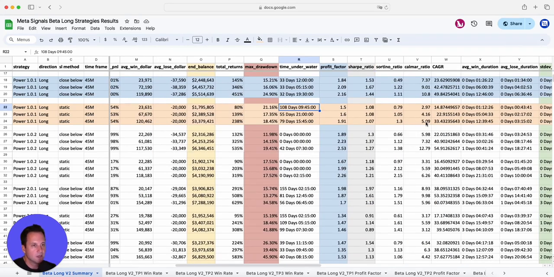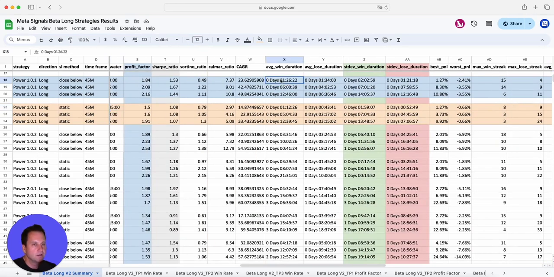Profit factor, Sharpe ratio, Sortino ratio, Calmar, Kagi. These are all different ways of measuring the performance of the strategies. Different people are going to be more interested in different metrics here. So we'll leave it to you to Google and decide which metrics are most important to you. Average win duration, average lose duration, standard deviation win duration, standard deviation lose duration. We prefer to use the standard deviation. We find it more accurate.